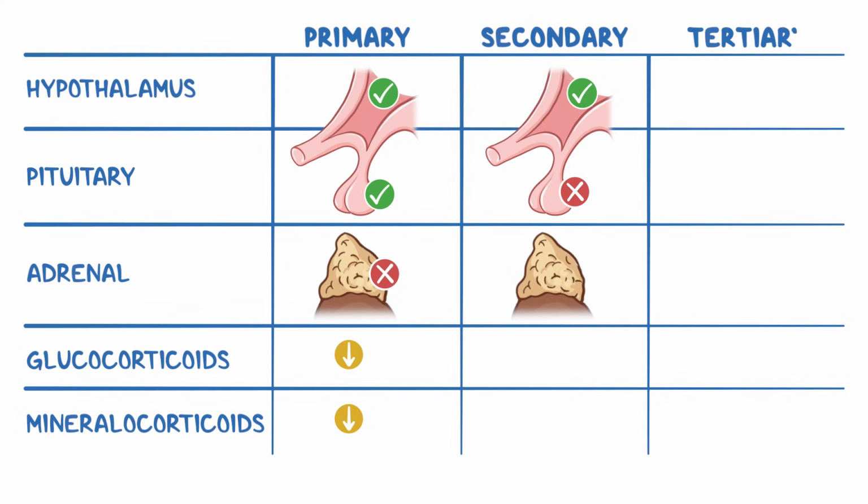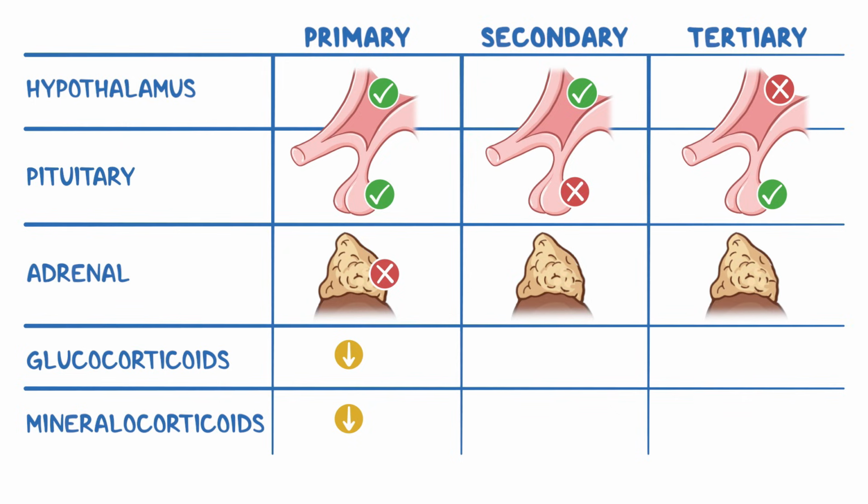Finally, in tertiary adrenal insufficiency, the hypothalamus fails to signal the pituitary gland, so the message never reaches the adrenal glands. In these two types, the adrenal glands work just fine, but they are not getting the signal they need to produce glucocorticoids. Still, they can produce mineralocorticoids because that process does not depend on the hypothalamus or pituitary gland.